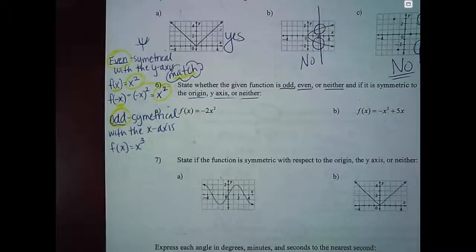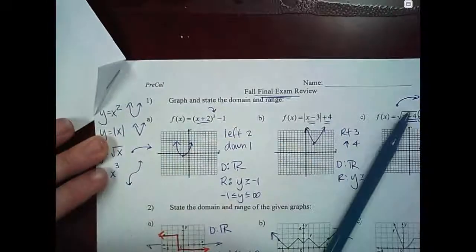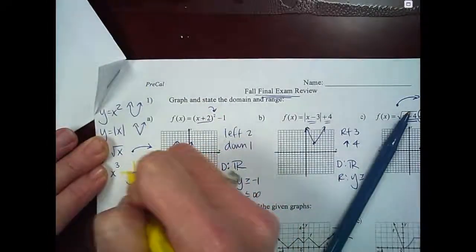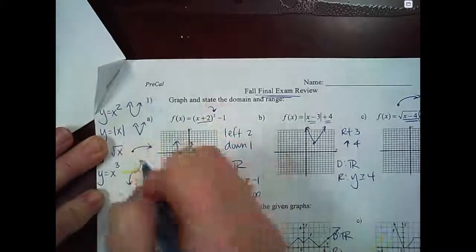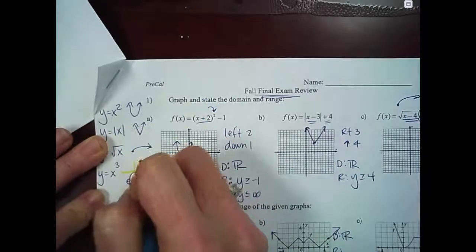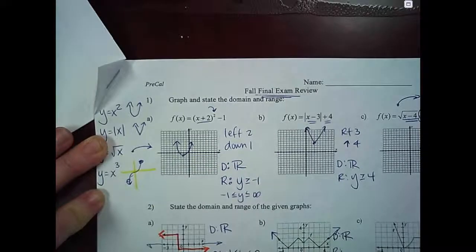X cubed is actually symmetrical about the origin. If you go back and look at the graph of x cubed, here's the graph. For example, a point here matches a point here. It's symmetrical about the origin. Remember? And that's what makes a function, where are we?